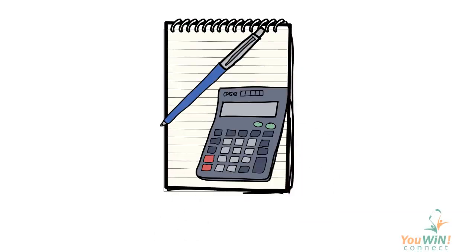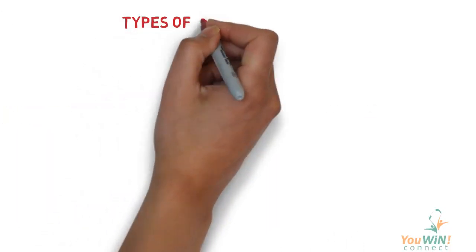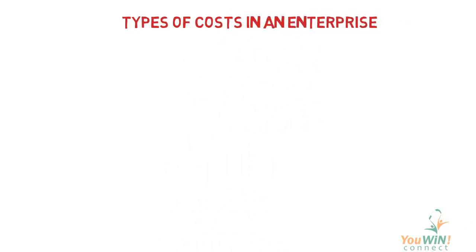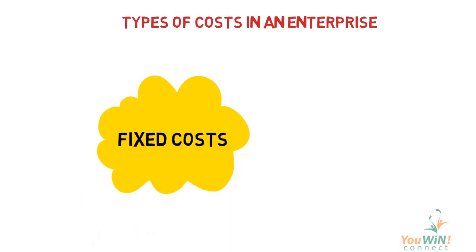Now we go to section 2, controlling cost. This section is broken down into sessions. The first session, we are going to look at types of costs in an enterprise. There are two types of costs we are going to focus on: fixed cost and variable cost.